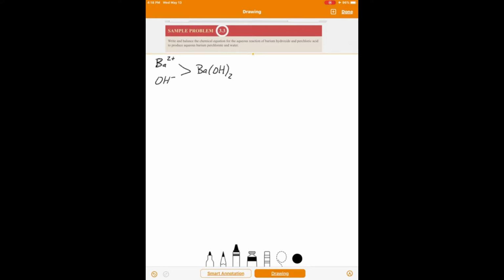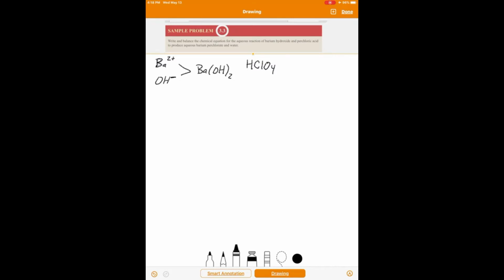Because if each of the hydroxides is -1, 2 of them would give you -2, and that would balance the charge of the barium, which is +2. That's the driving force behind the formation of ionic compounds: the charge of the positive ions, the cations, is equal to the charge of the negative ions, the anions. So there's our first reactant. The second reactant is called perchloric acid. That's HClO4. Okay, so there's our second reactant.